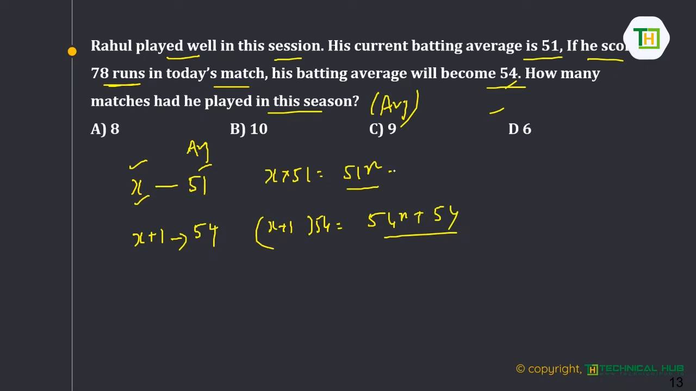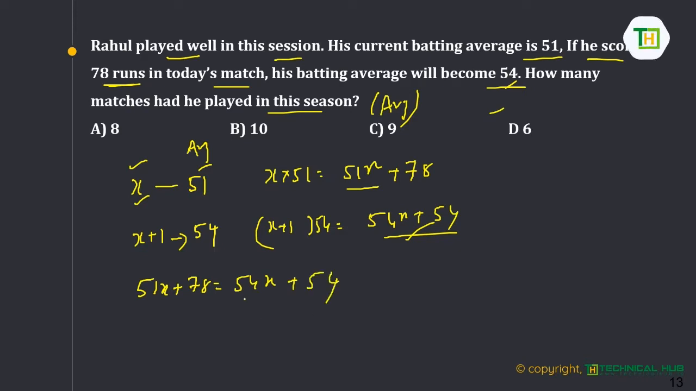So if we add 78, then it becomes the total score of X plus 1 innings. Was this one also the total score of X plus 1 innings? Then both are equal, so equate the two equations. So 51X plus 78 is equal to 54X plus 54.